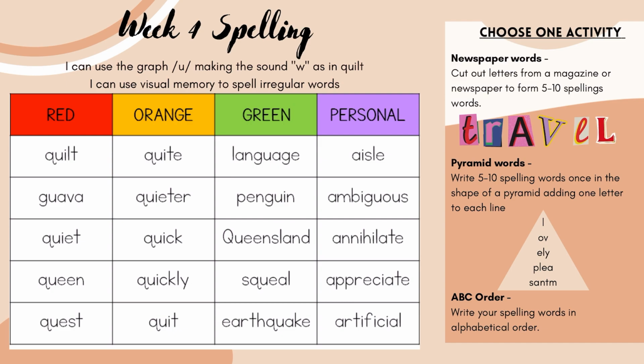Just to point out before I go, in the green word column, the word Queensland, it has to have a capital Q. The reason being is Queensland is a proper noun. It is the name of a state, and therefore anything that is the name of something, it has to have a capital letter. So please make sure this week when you are practicing your words that you are ensuring that Queensland is spelt with a capital Q.